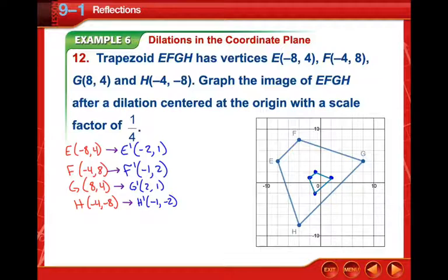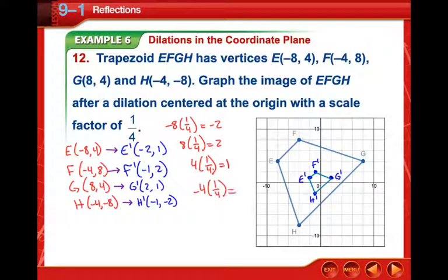And there it is. Let me label our points: F prime, E prime, G prime, and H prime. And that's how you do that. It's pretty simple. Just multiply by whatever the scale factor is. So again, I'll write that out. -8 times 1/4 is -2. 8 times 1/4 is 2. 4 times 1/4 is 1. -4 times 1/4 is -1.